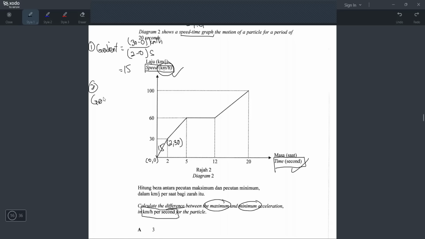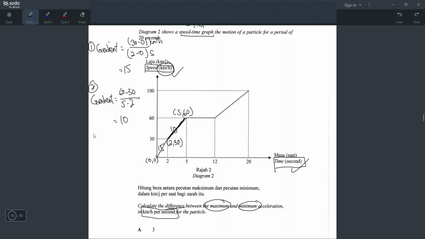Second line, how to find the acceleration? You will also use gradient. So I will find the gradient. If I want this line, I need 2 points. The first point is 2, 30. Another one is 5, 60. So I'll take y minus y, 60 minus 30, which is this one minus this one, and then x minus x, 5 minus 2. The unit will come out in kilometer per hour per second also. If you press the calculator, you will get 10. And 10 is 10 kilometer per hour per second. It's the acceleration for this line.